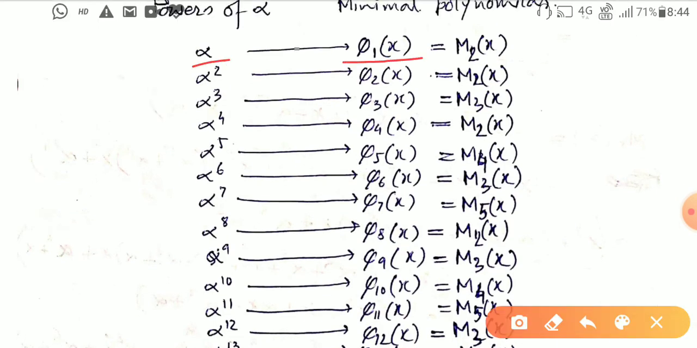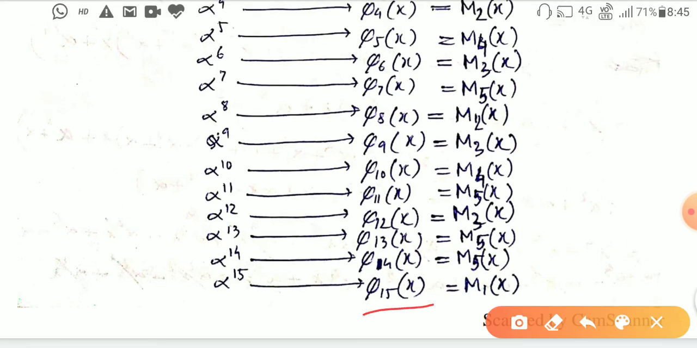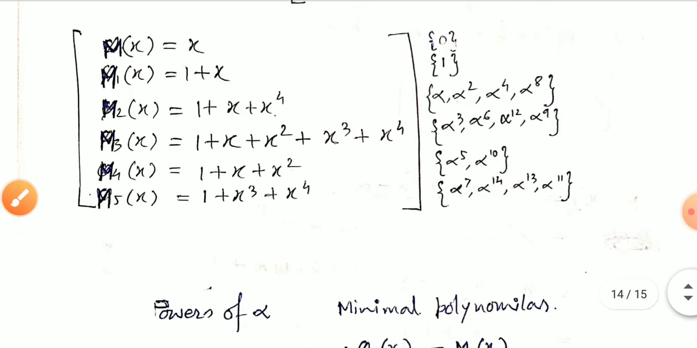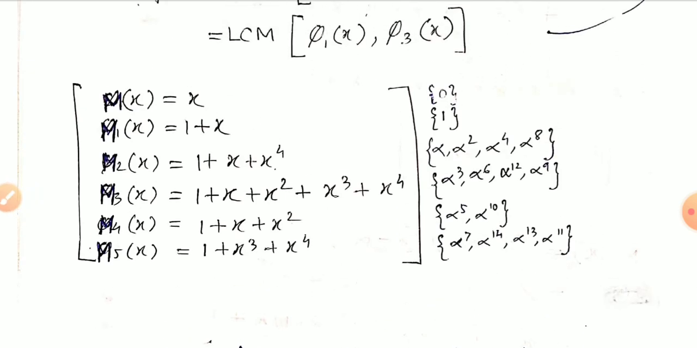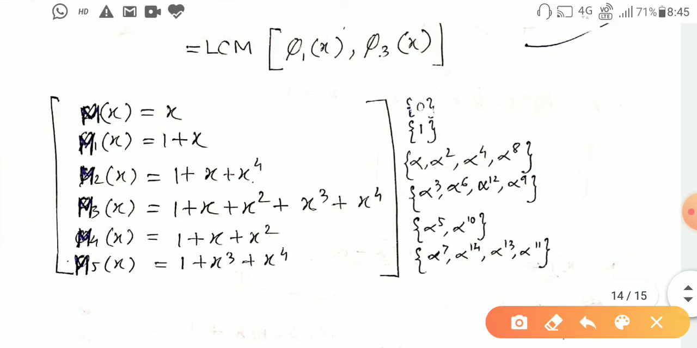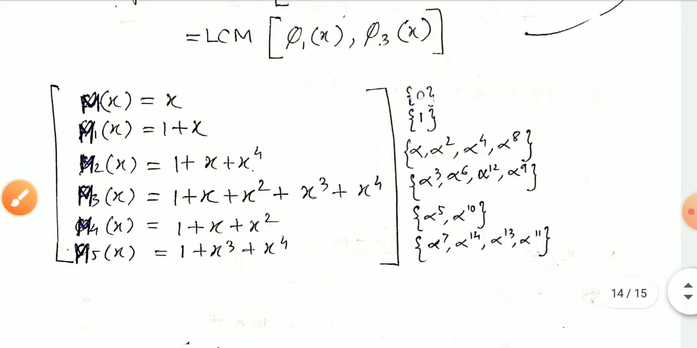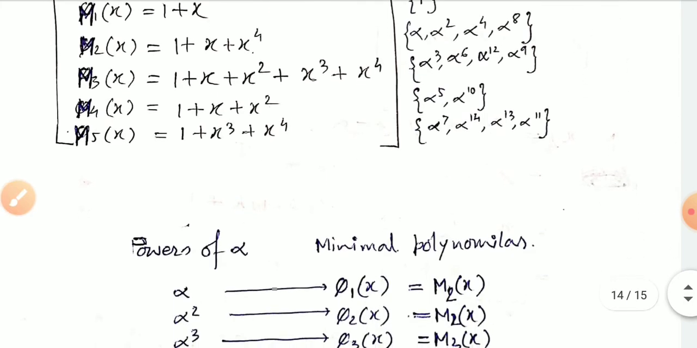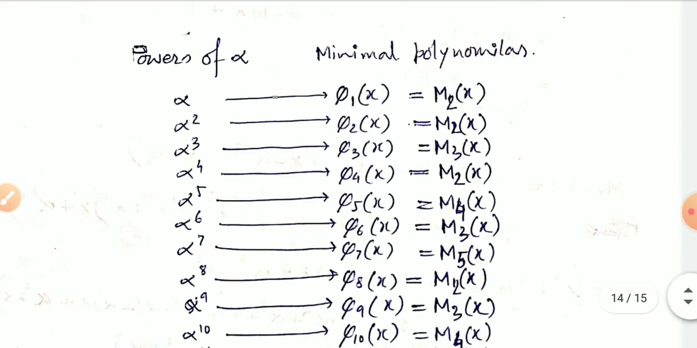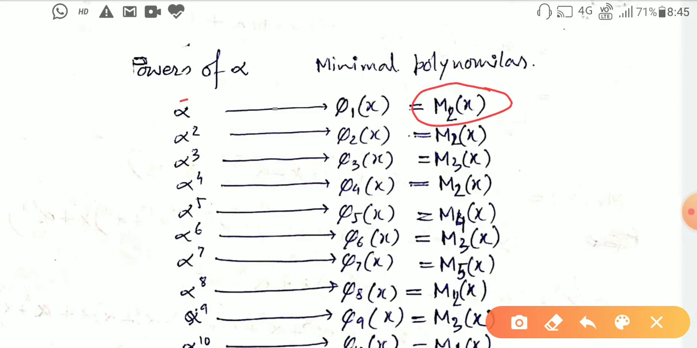for the alpha, and phi 4 is for the alpha 4, in such a way up to alpha to the power of 15. This is written as the coefficient alpha to the power of 15. Now check that here, this is alpha square, alpha 4 and alpha 8. It is the same minimal polynomial, that is the m2(x). Alpha square, alpha 4 and alpha 8. So in that position you just write down m2. So m2 is written in this position for the alpha.